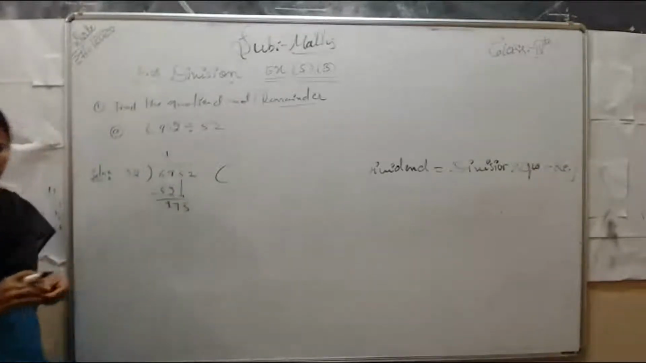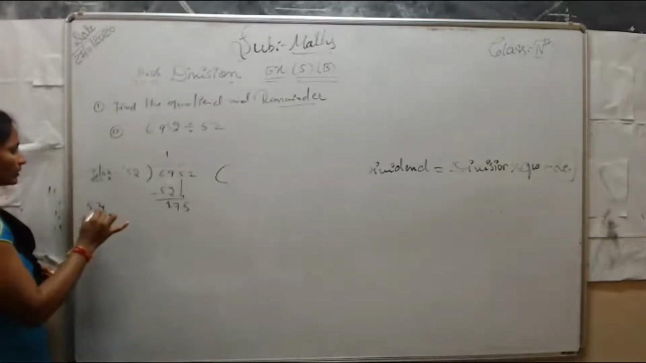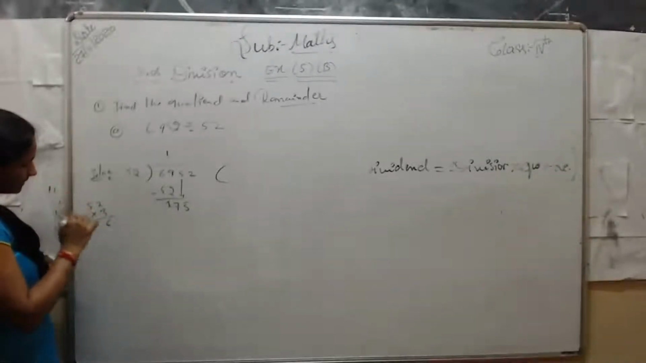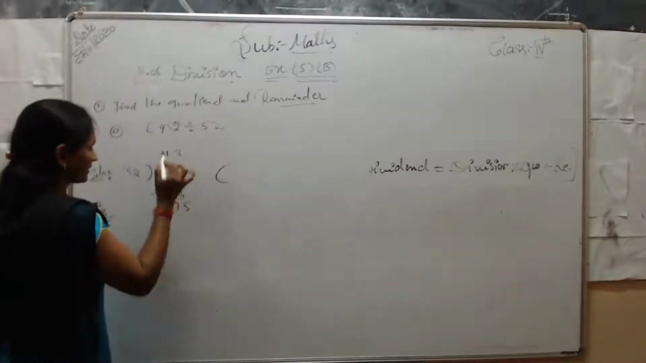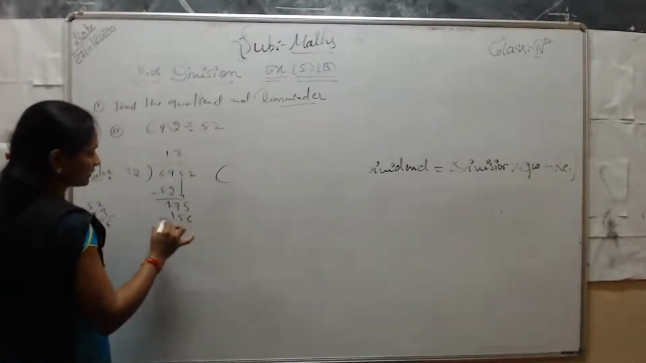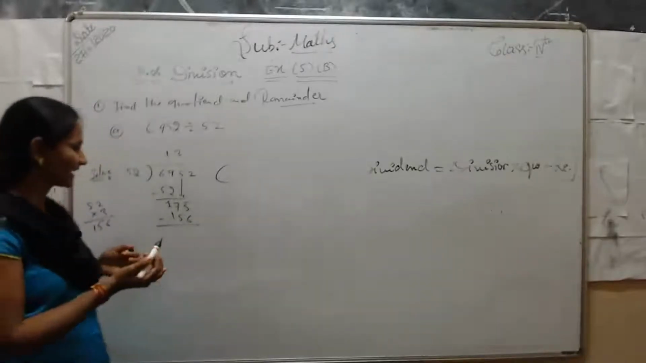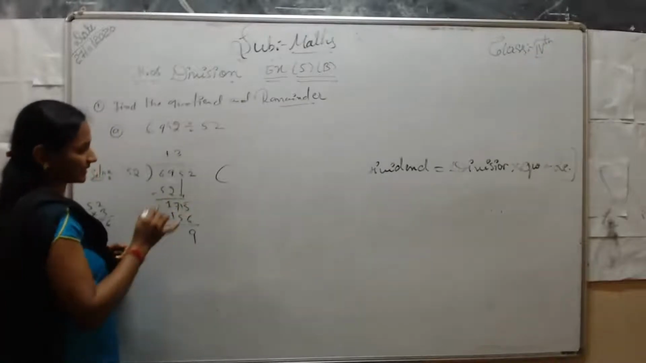75. Students, what is the nearest number to 75 in the 52 table? 52 times 3 is 156, students, you have to check this. You have to subtract it. 5 minus 6 is not possible, so you have to carry. So this is 15, 15 minus 6 is 9. The remaining is 6, 6 plus 5.